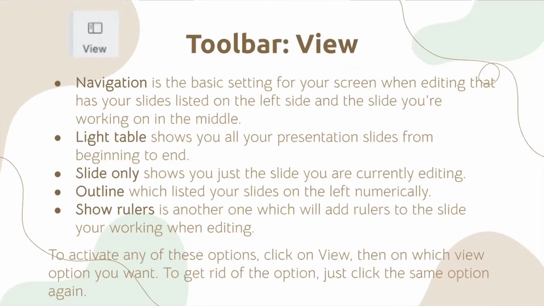Outline lists your slides on the left numerically. And Show Rulers is another one, which will add rulers to the slide you're working on when editing. To activate any of these options, click on View, then on which view option you want. To get rid of the option, simply click that same option again.